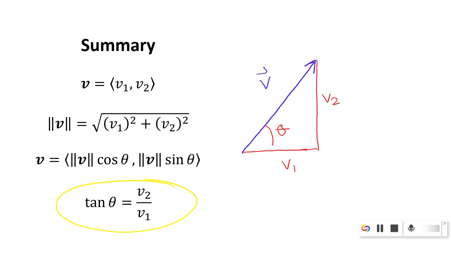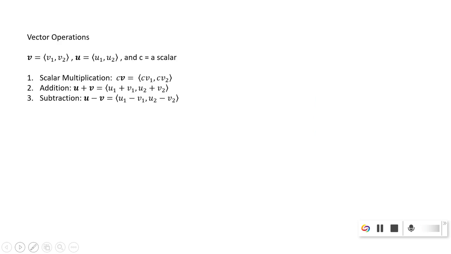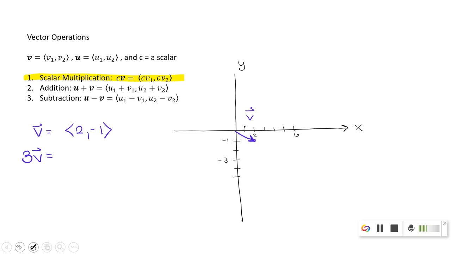All right, so there's a quick summary of some of the facts that we're going to be using when we talk about vectors in 2 dimensions, vectors in the plane. So the next thing I want to run through in this video is some basic vector operations. We're going to talk about 3 different operations: scalar multiplication, addition, and subtraction. Let's start with the first one, scalar multiplication.